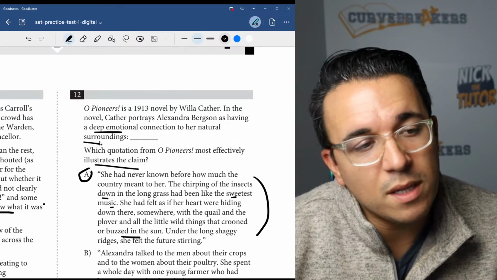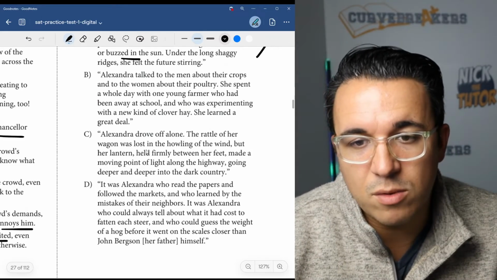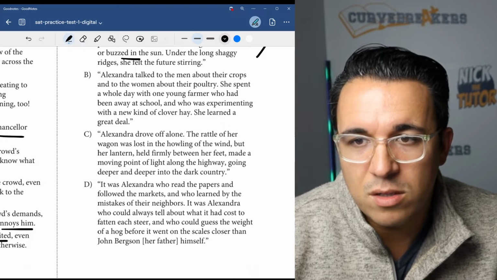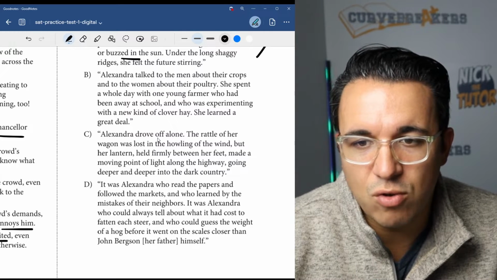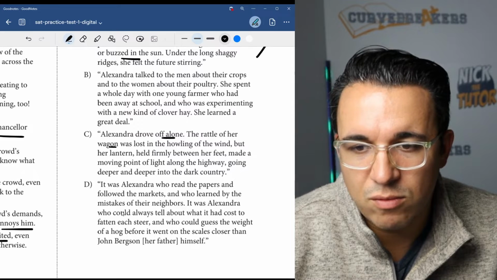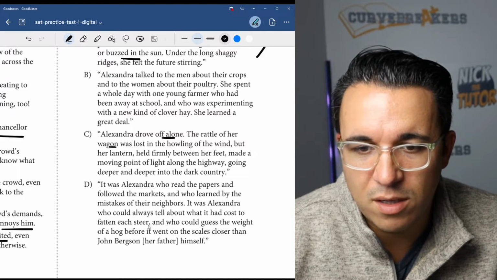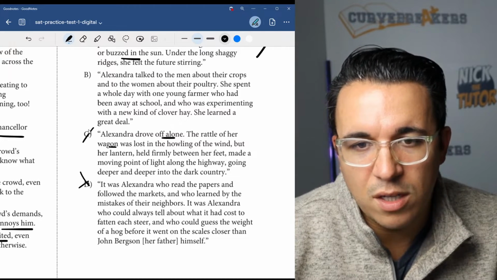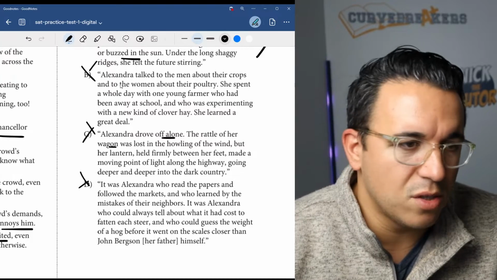So if I was doing this, I would normally read the other answers. We should look at choice B. "Talks to the men about their crops." "She drove off alone. The rattle of her wagon." "Learn by the mistakes. You can always tell what it caused." So none of these really relate to an emotional connection. So I'm going to stick with choice A.